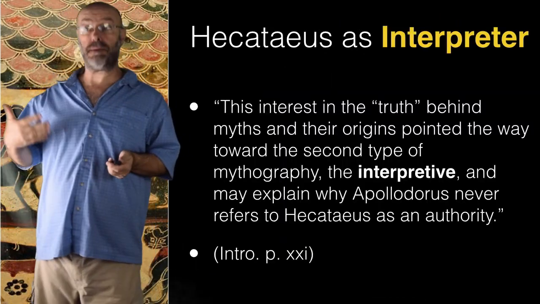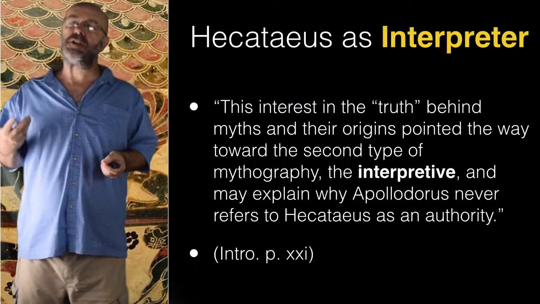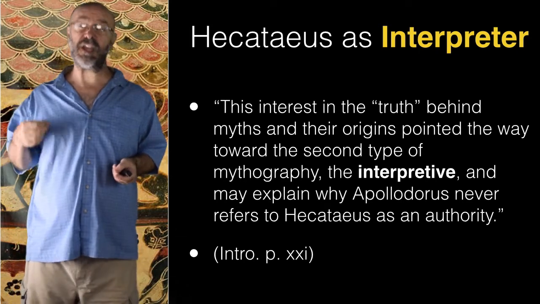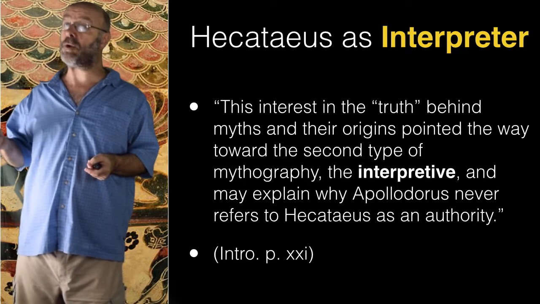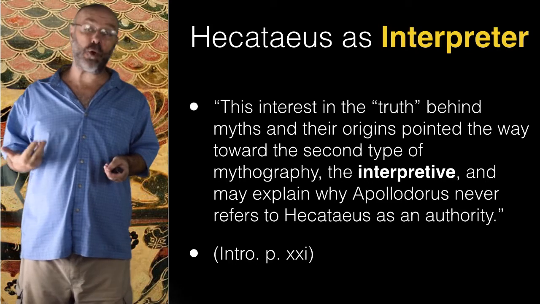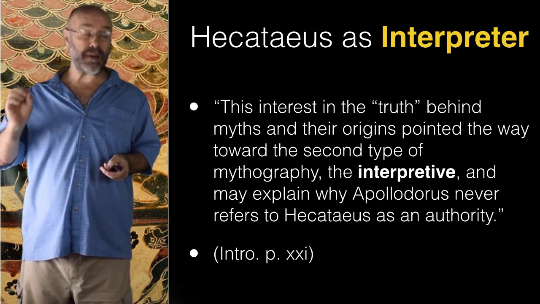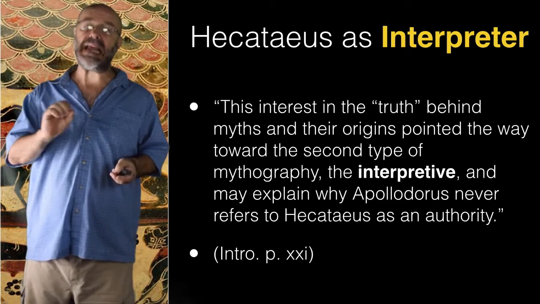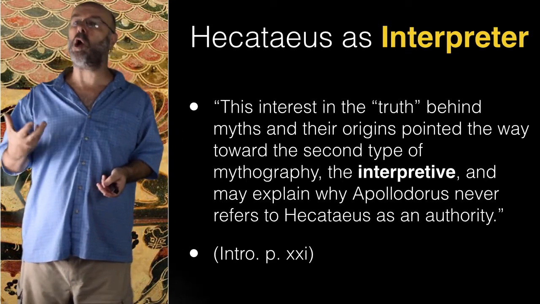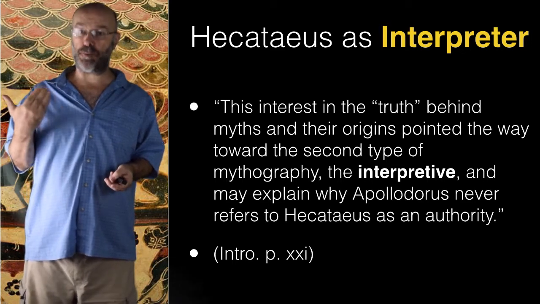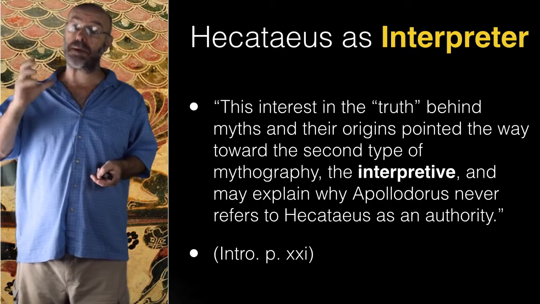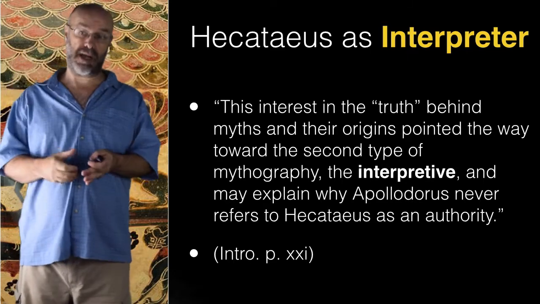Quoting the introduction again, because it's a good introduction: "This interest in the truth behind myths and their origins pointed the way toward the second type of mythography, the interpretive, and may explain why Apollodorus never refers to Hecataeus as an authority." Right, that's key. Whether that interpretation is correct or not, it's pretty clear that Apollodorus is not that interested in interpretation. He is much more like Acusilaus. He's interested in summarizing and systematizing.